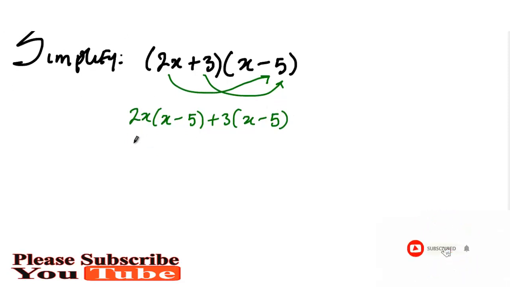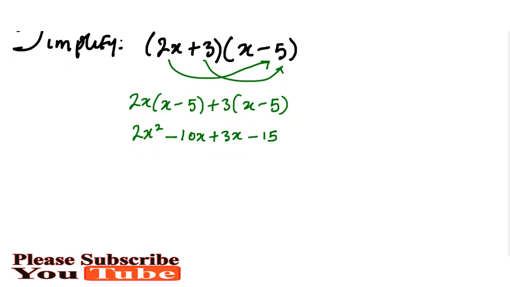2x times x, that's 2x squared. 2x times minus 5, that is what? Minus 10x, okay? Then 3 times x, that's plus 3x. Then 3 times minus 5, that is minus what? 15. So the next thing is for us to simplify further.